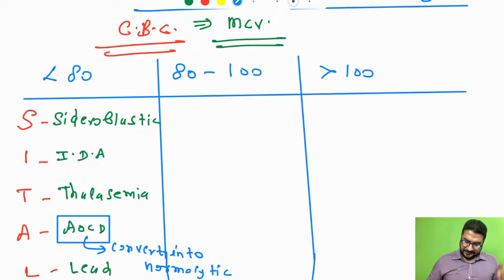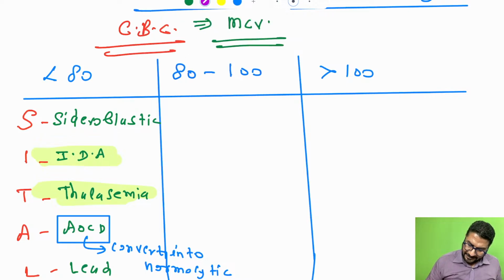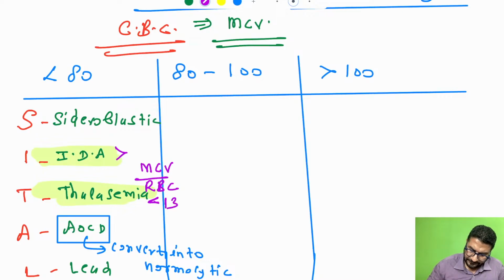तो प्रॉब्लम कहाँ आती है? हाउ टू डिफ्रेंशिएट IDA फ्रॉम थैलेसीमिया. सो इसके लिए आपको क्या करना है? देखो क्वेश्चन में शायद दिया होगा, अगर नहीं दिया तो ये पूछा नहीं है. तो यू नीड टू सी MCV डिवाइड बाय RBC काउंट. जो MCV दिया है उसको RBC काउंट से डिवाइड कर दो. इफ़ वैल्यू इज़ लेस देन 13, मोर चांस ऑफ थैलेसीमिया. अगर वैल्यू मोर देन 13, मोर चांस ऑफ IDA. इसको बोलते हैं मेंजर इंडेक्स.